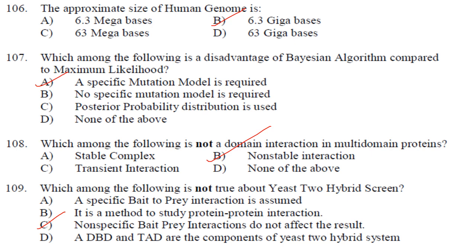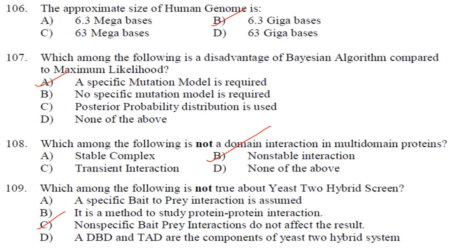Then next one. The approximate size of human genome is, it is 6.3 gigabases. Answer is option B. Which among the following is disadvantage of Bayesian algorithm compared to maximum likelihood? A specific mutation model is required. That itself is the answer. Answer is option A.